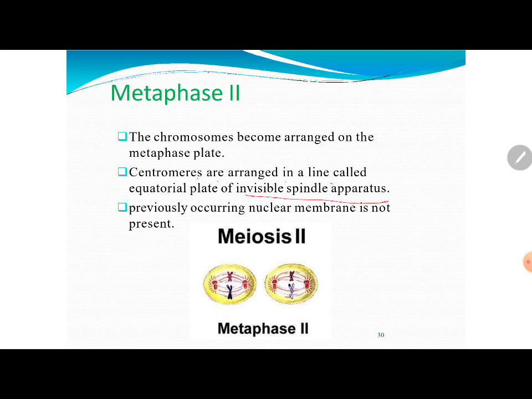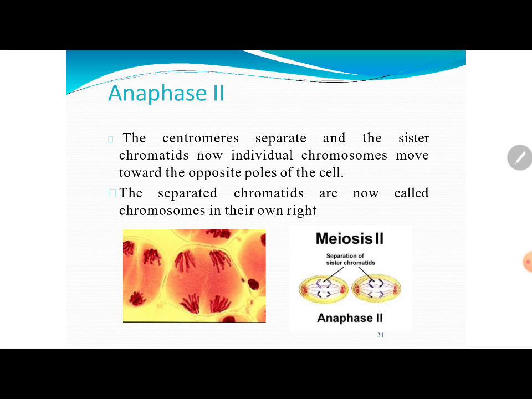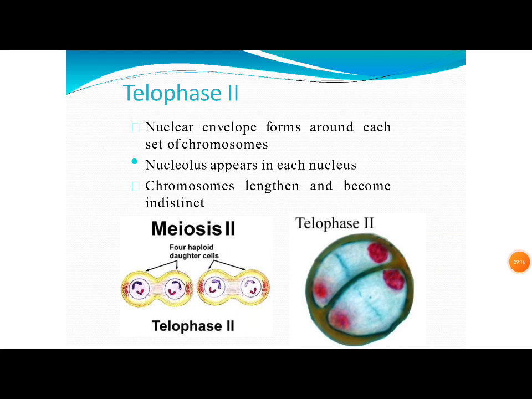The nuclear membrane, previously present, is absent. The centromeres separate and the sister chromatids, now individual chromosomes, move towards the opposite poles of the cell. The separated chromatids are now called chromosomes in their own right. You can see single cells now. This is the haploid number. In telophase 2, the nuclear envelope forms around each set of chromosomes. The nucleolus appears, and chromosomes lengthen and become indistinct.